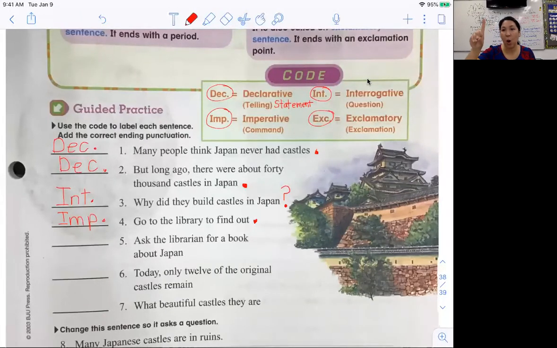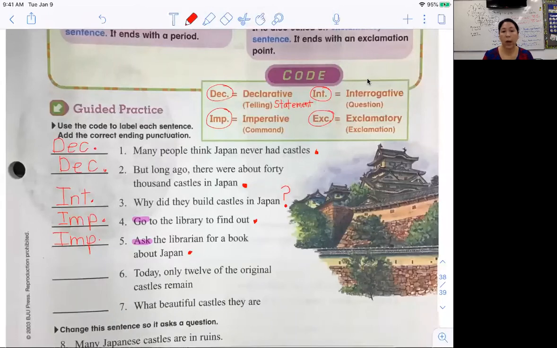First, it told us to go to the library. Now it's telling us to ask the librarian. Guys, both of these words, go and ask, are actions. If a sentence starts with an action, it's imperative, okay? Because it's like giving you an order to do that action. Okay, so we're gonna write imperative, I-M-P, and I'm not yelling it, so we're just gonna put a period. All right, let's look at number 6.